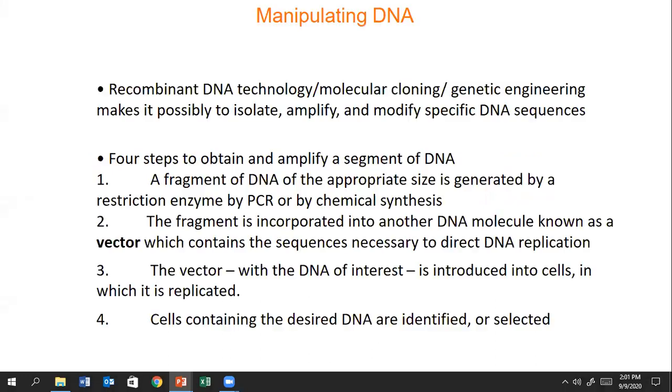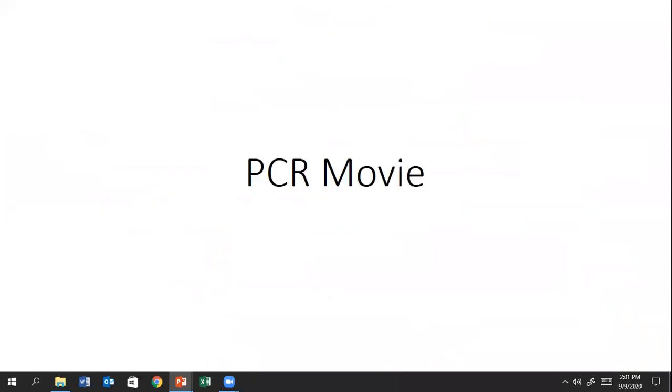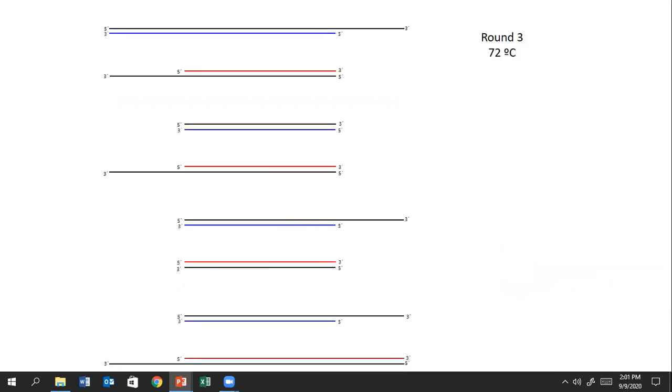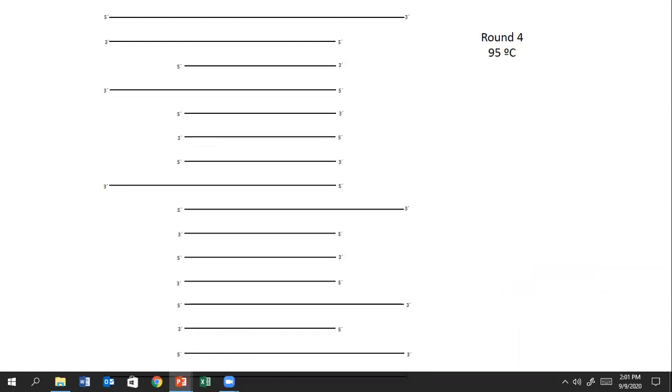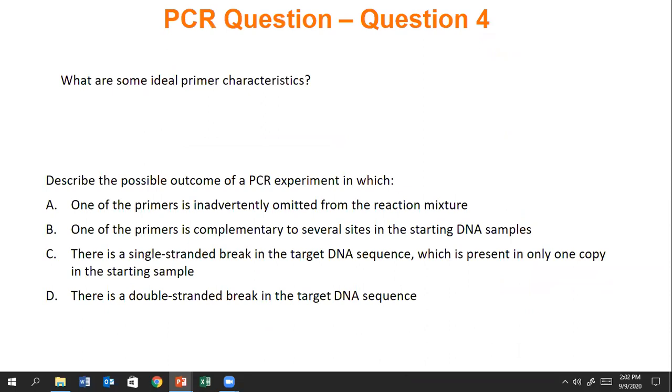Okay, so we were talking about GMOs. We were talking about plasmids on Friday. And then we talked about PCR at the very end. And so we only have one more slide to go on this PowerPoint, then we're going to go to today's. The last thing we need to talk about with PCR are just some primer characteristics and doing some thought experiments on what happens if you make a mistake in PCR.